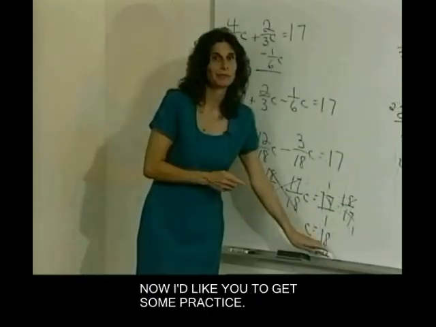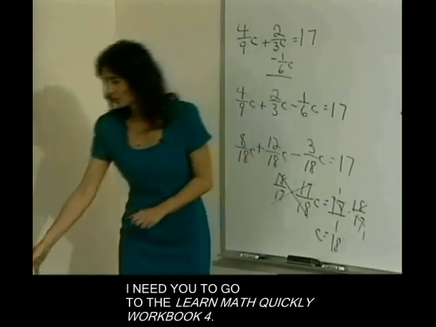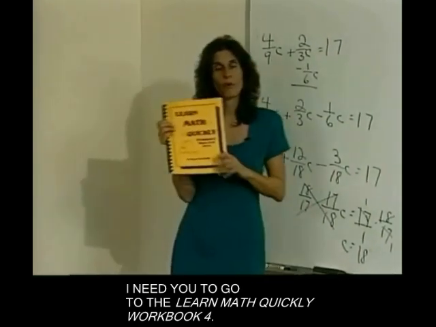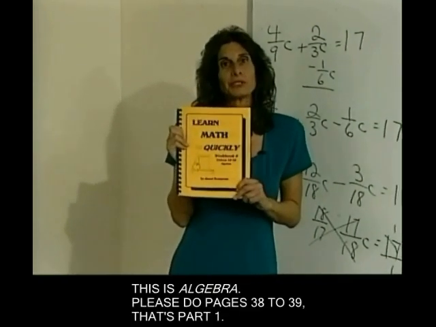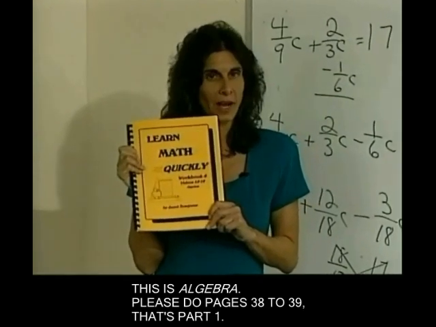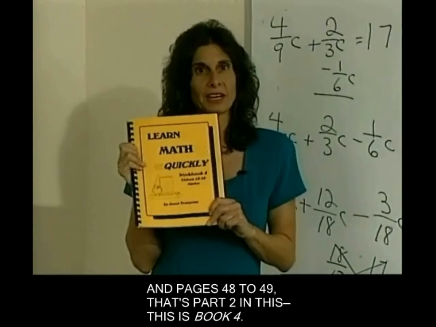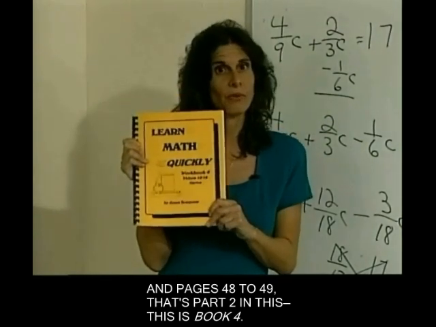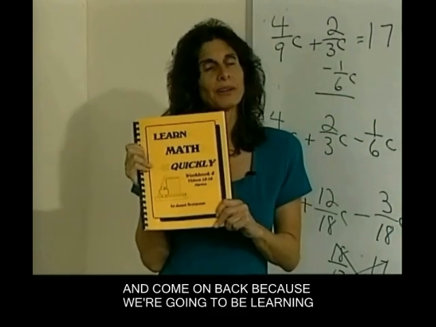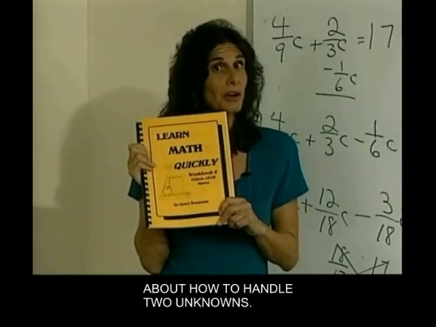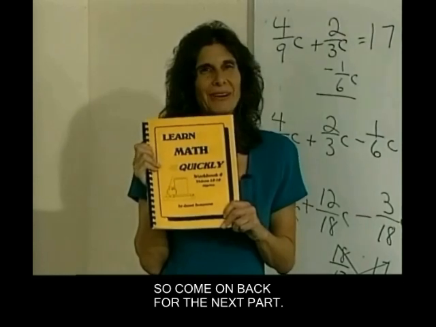Now, I'd like you to get some practice. I need you to go to the Learn Math Quickly, Workbook 4. This is Algebra. Please do pages 38 to 39, that's part 1, and pages 48 to 49, that's part 2 in this book 4. And come on back because we're going to be learning about how to handle 2 unknowns. So come on back for the next part.